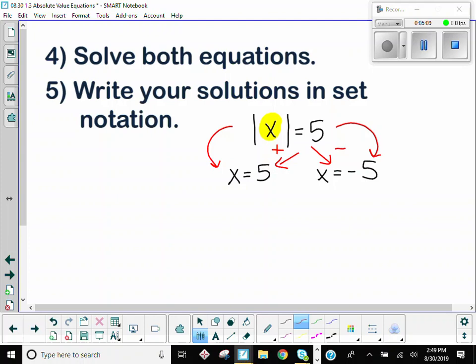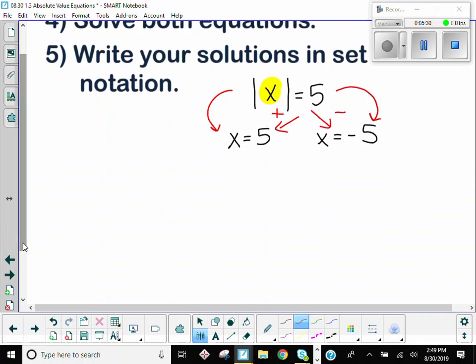We make two versions, one with the stuff in yellow with no bars and the positive constant. Another equation with the stuff in yellow, no bars, and a negative constant. And that stuff in the yellow doesn't have to be just an x. It could be an expression as well. It could be like this.